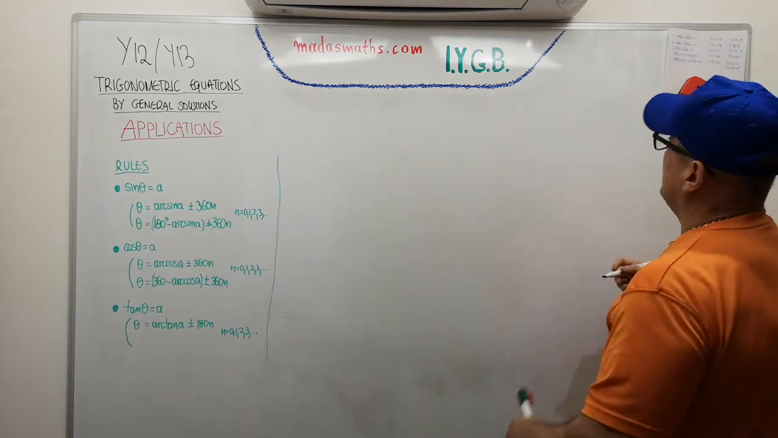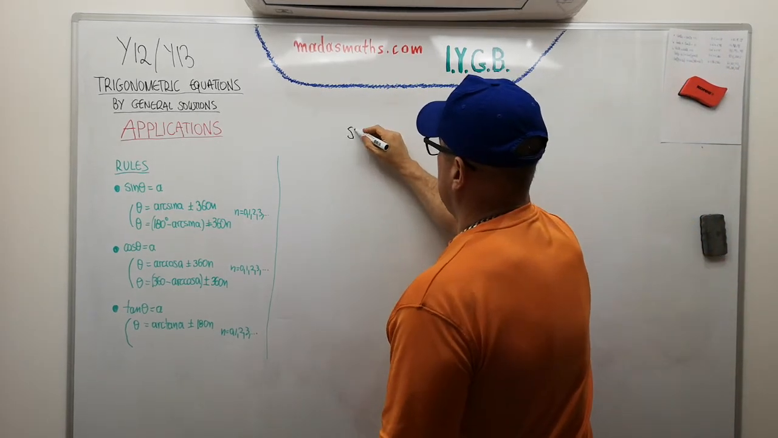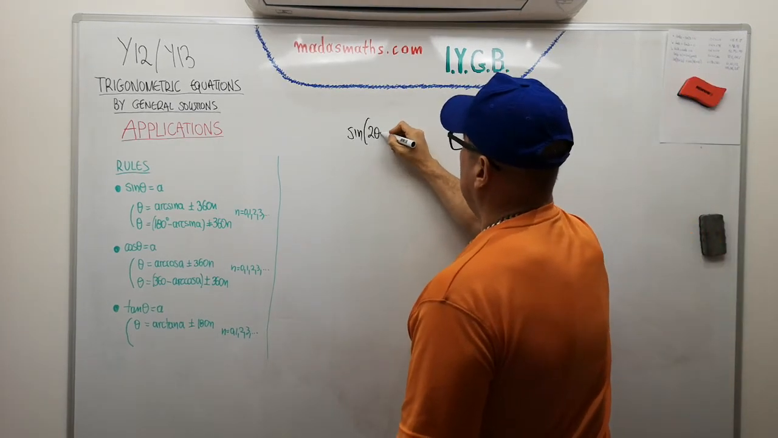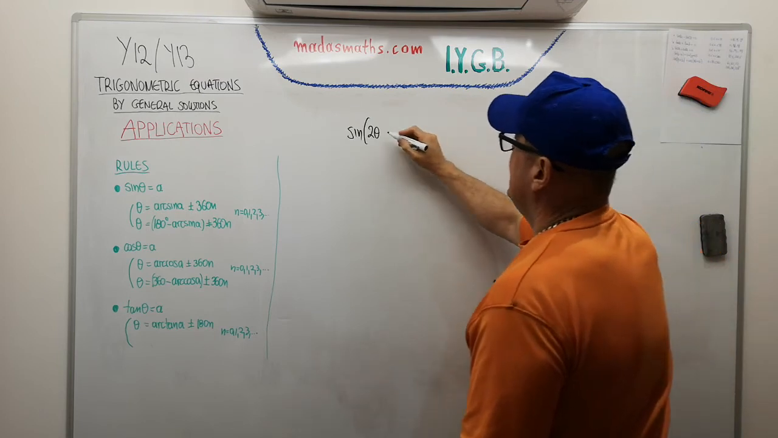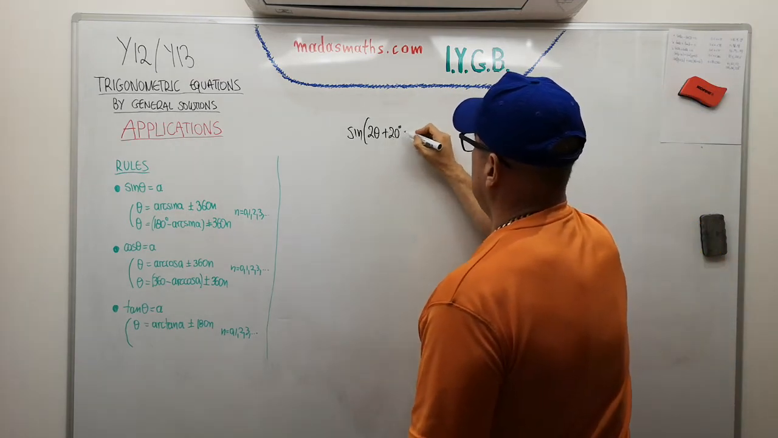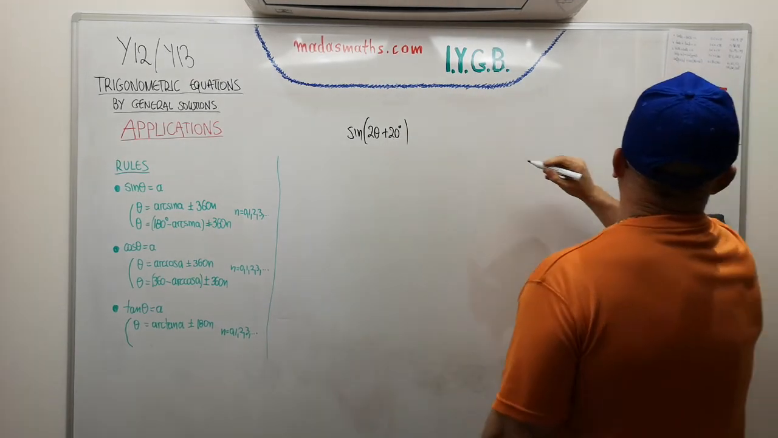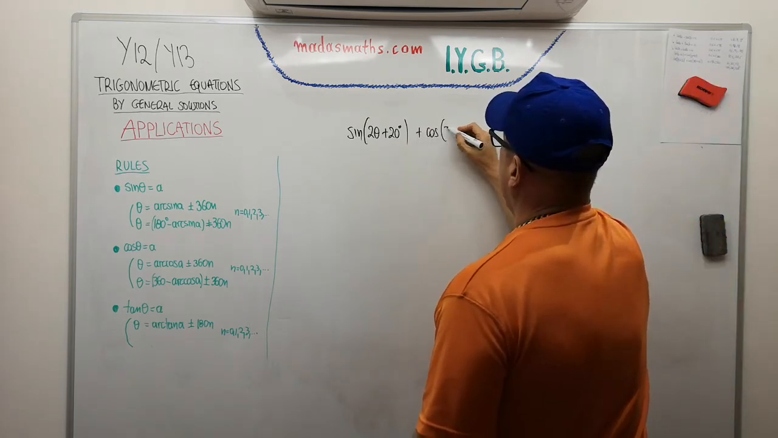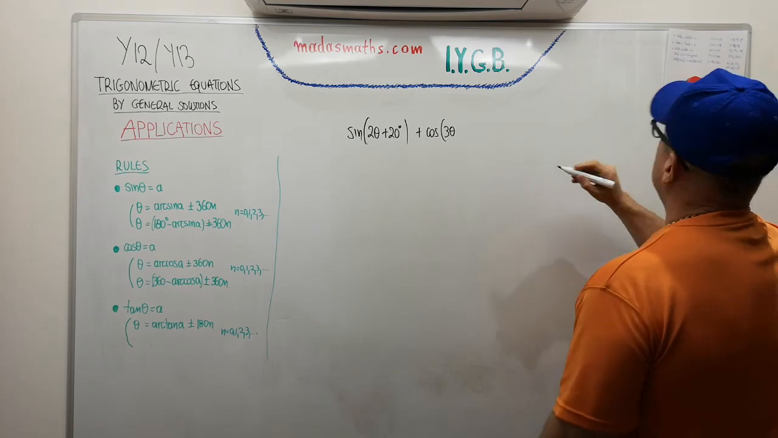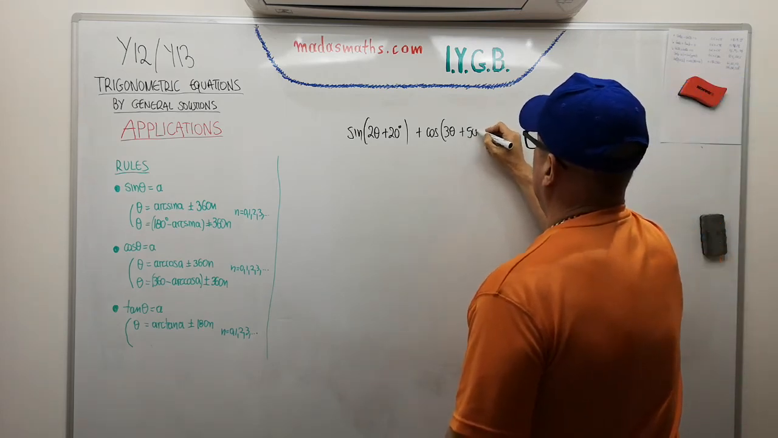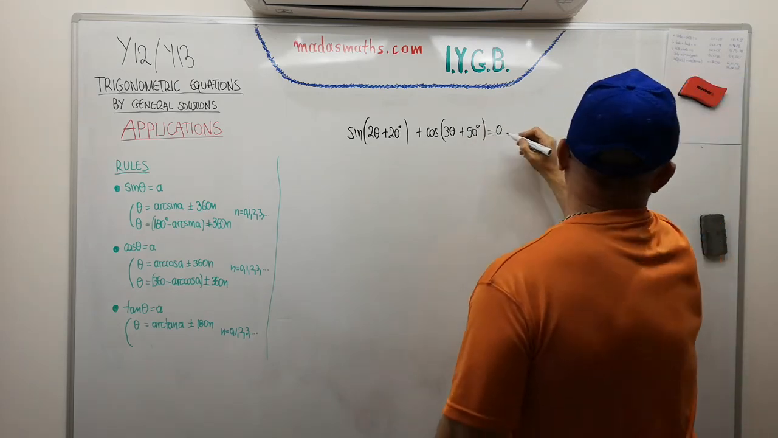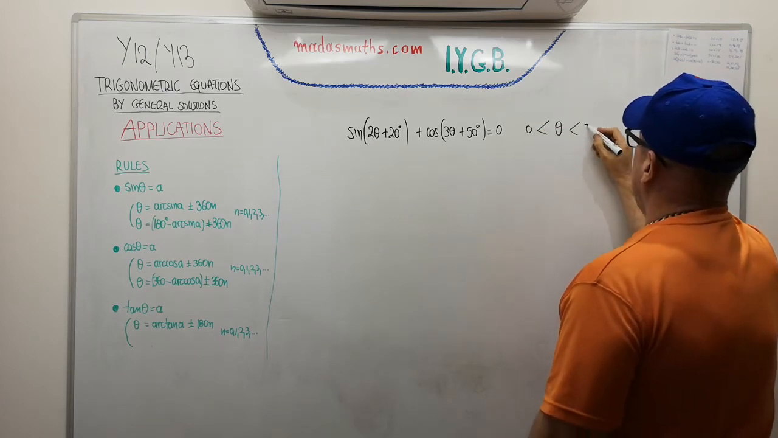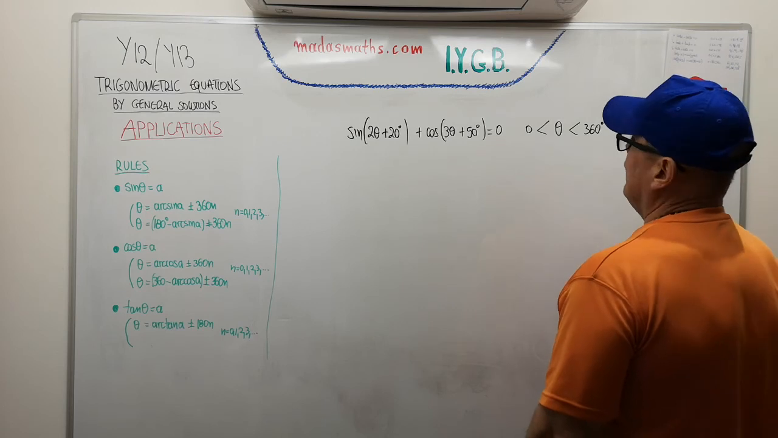This is question 5 now, and the last question. Sine of 2 theta plus 20 degrees, this one is in degrees, the only one I had planned to do in degrees, plus the cos of 3 theta plus 50 degrees is equal to 0. Solutions: theta between 0 and 360.